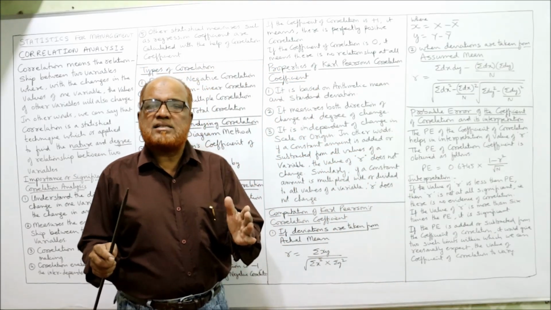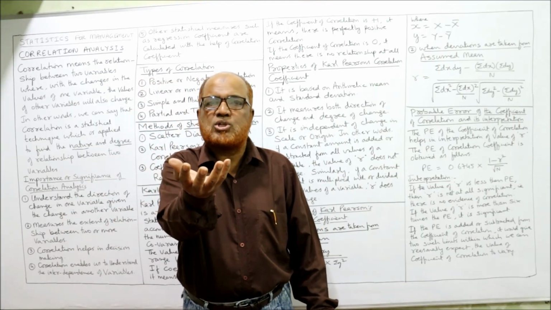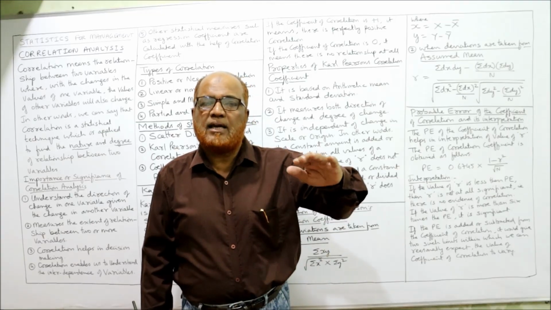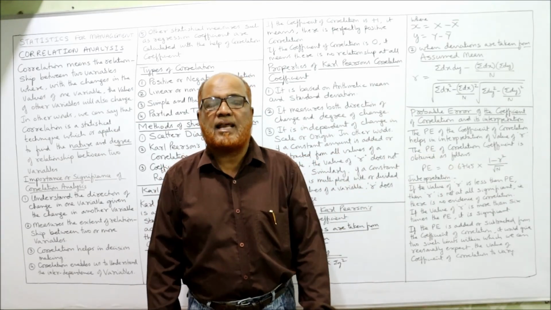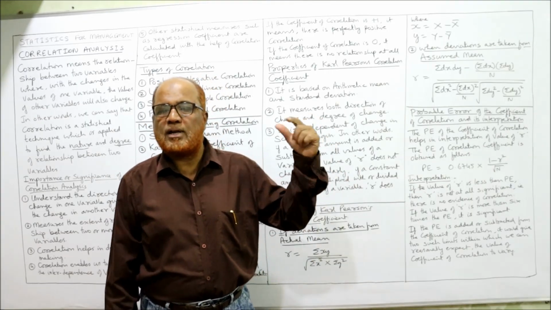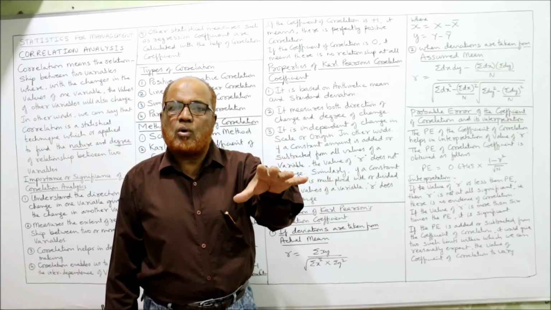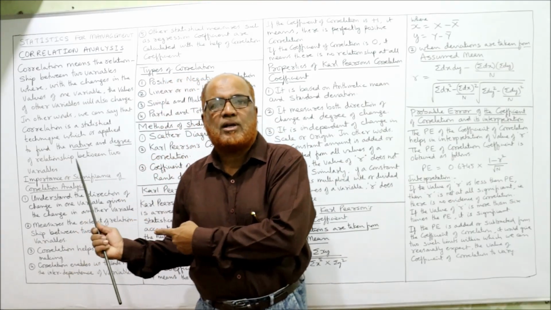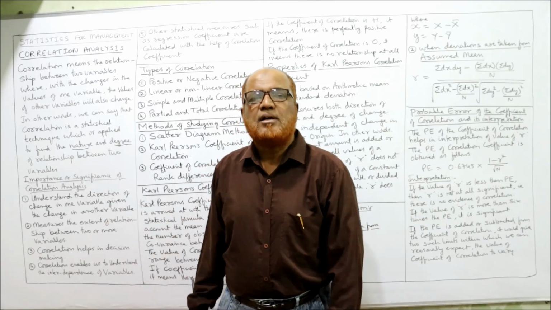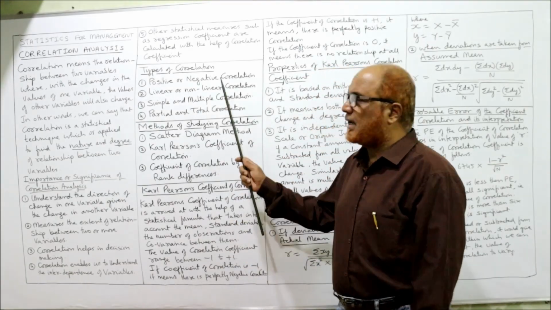Next one, other statistical measures such as regression coefficient are calculated with the help of the correlation coefficient. This correlation analysis is not confined only to finding the relationship, but the correlation coefficient will be applied in other statistical analysis like regression. After completing correlation, I am going to start regression. In calculating the regression coefficient, we require correlation. We take the help of correlation analysis. So this shows the importance of correlation analysis.